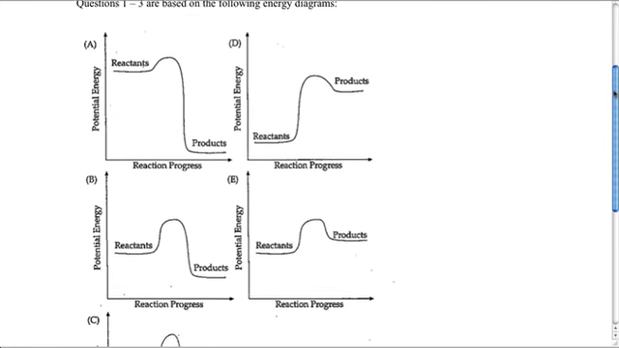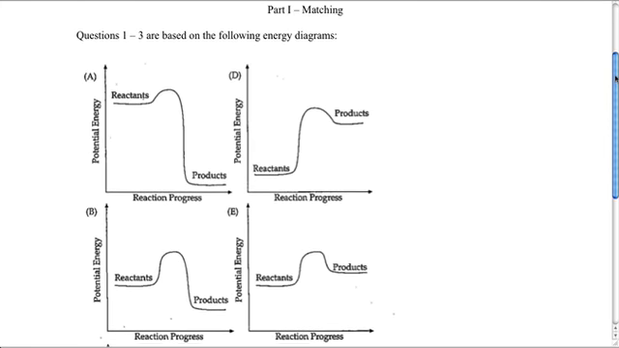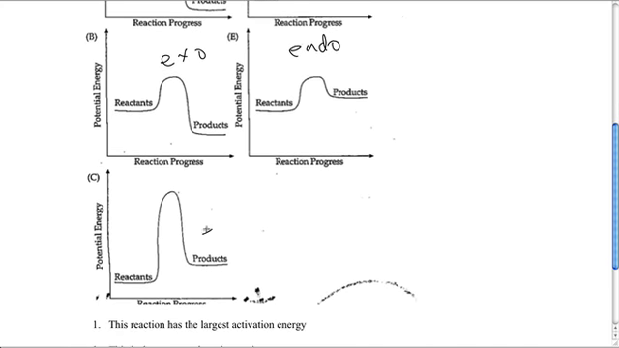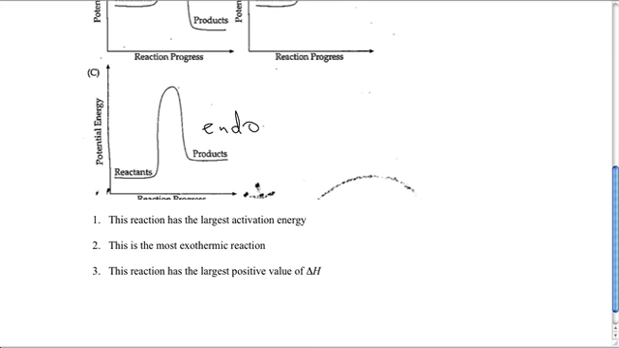We look at this first vodcast and we see energy diagrams. It's important to go ahead and just analyze them first. We know that's endo, exo, we know that's endo, that's exo, that's endo, and this is endo. If you're endo, you end up higher. If you're exo, you end up lower.